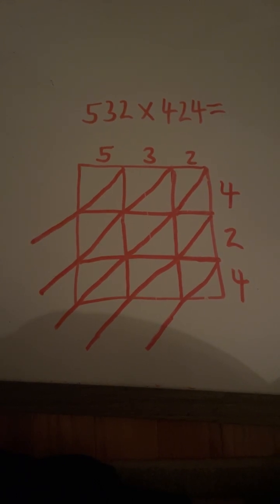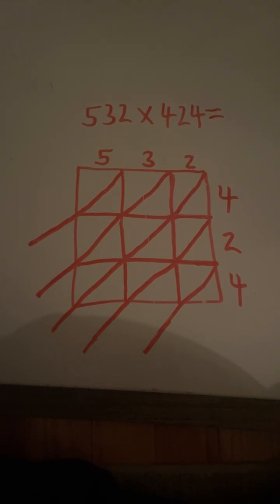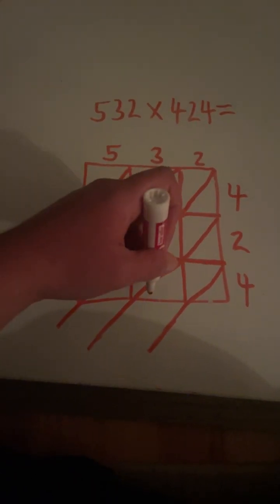So this video is going to focus on 3-digit by 3-digit multiplication using the lattice method. Our model problem is 532 times 424. I'm going to go through step by step how to solve that problem.